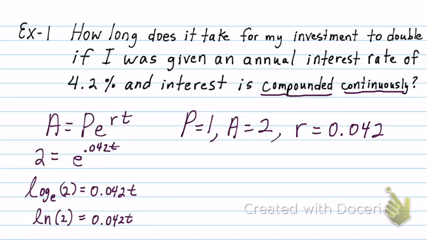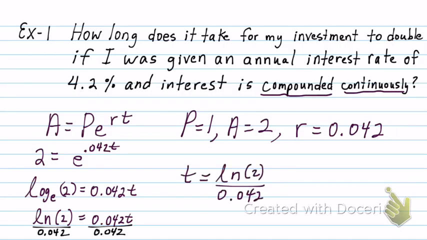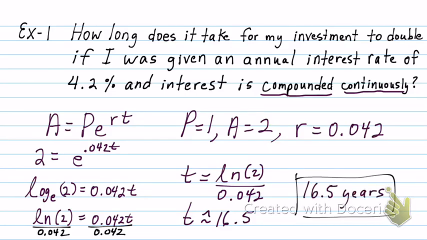So let's go ahead and solve for t by dividing each side by 0.042. And so t is equal to the natural log of 2 divided by 0.042, which is approximately 16.5. So our answer here is about 16.5 years, or 16 and a half years.